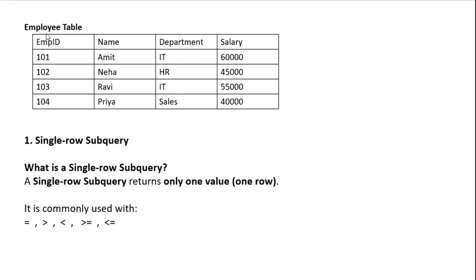We have an employee table with employee ID, name, department, and salary. The first type is the single-row subquery. What is a single-row subquery? A single-row subquery returns only one value in only one row, and it is used only with operators like equals, greater than, less than, greater than or equal to, and less than or equal to.